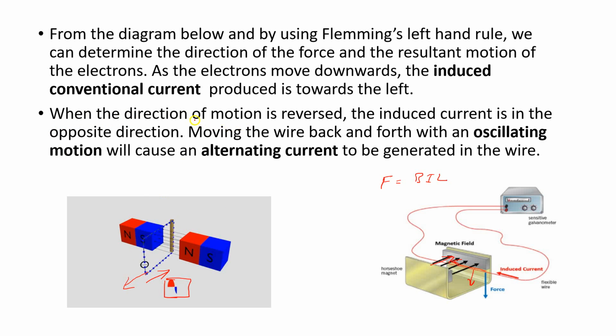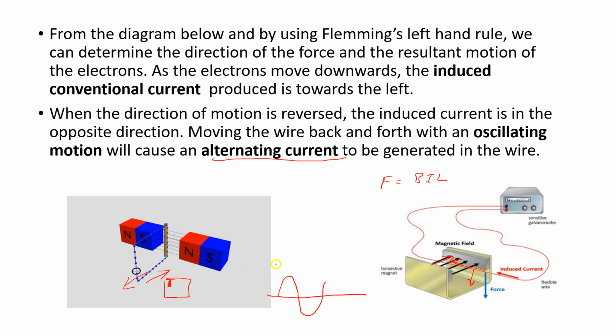Now, one other thing that we are going to realize here is that it says that when the direction of the wire moving in the magnetic field is reversed, the induced current is in the opposite direction, right? And it says that moving the wire back and forth with an oscillating motion will cause an alternating current. So when we think about alternating current, how it is made is by moving a wire back and forth in a magnetic field. Just as what you're seeing right here, this graph is essentially showing you what an alternating current looks like. The alternating current is current that flows in two directions.